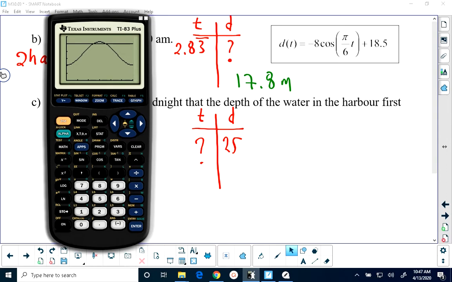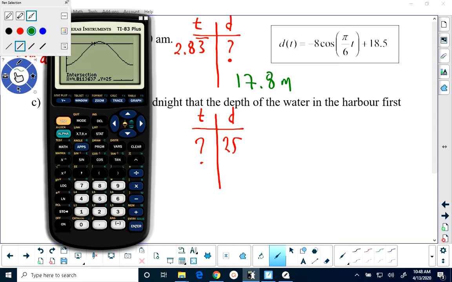Now, there are 2 points of intersection, but the question says, when does the depth of the water first reach 25? So we're interested in that first point of intersection. You go to your calculate menu, which is second trace, choose intersect, scroll over so that you're close to that point of intersection, and hit enter 3 times. And we can see that it's 4.8 hours after midnight.